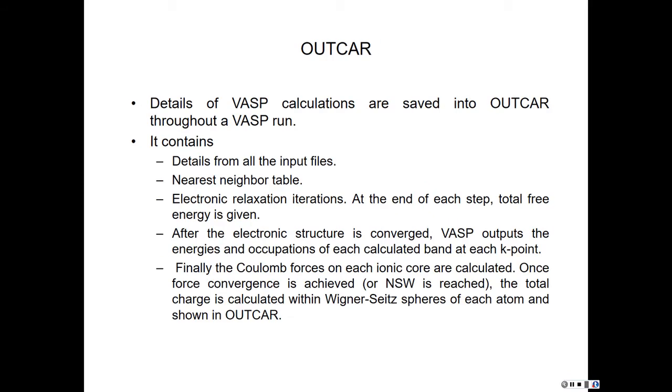Now the OUTCAR file, it is also an output file. All details of the calculations are saved in the OUTCAR file, so it contains a lot of things. First of all, details from all the input files, then the nearest neighbor table, and then electronic relaxation iterations. Finally, it calculates the Coulomb forces on each ionic core.